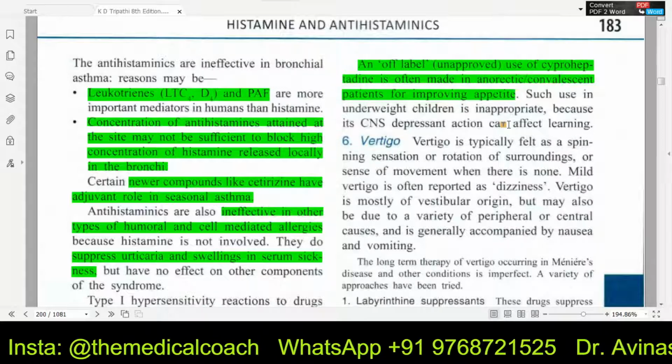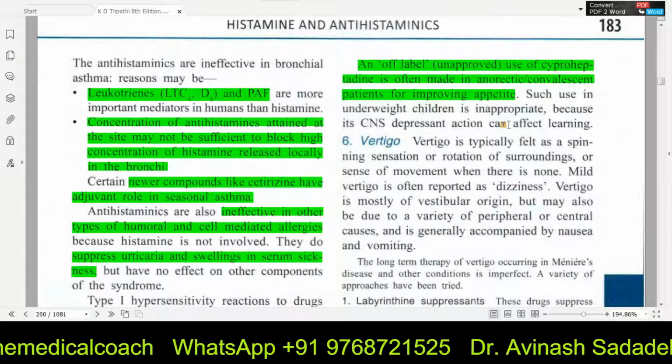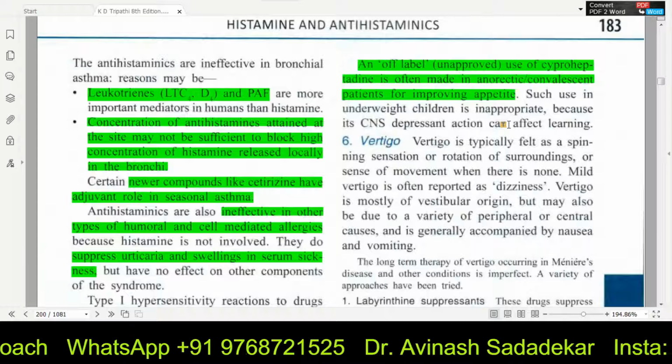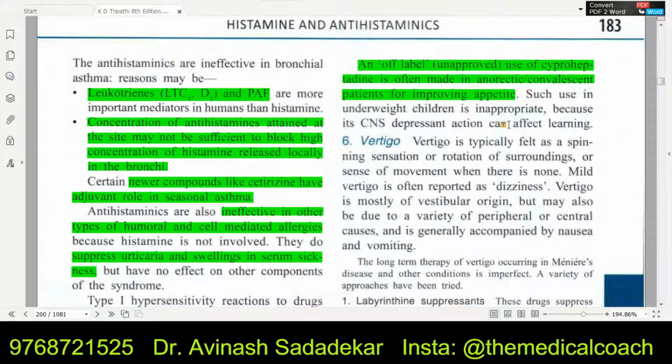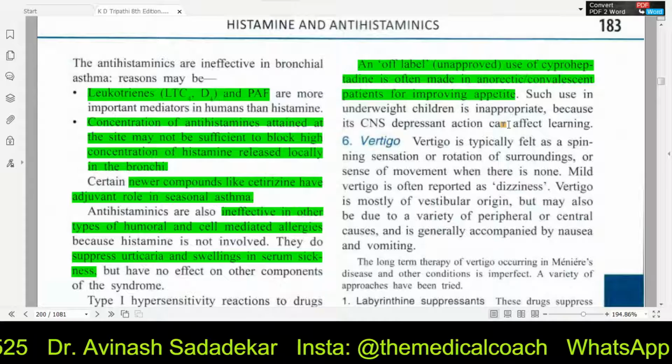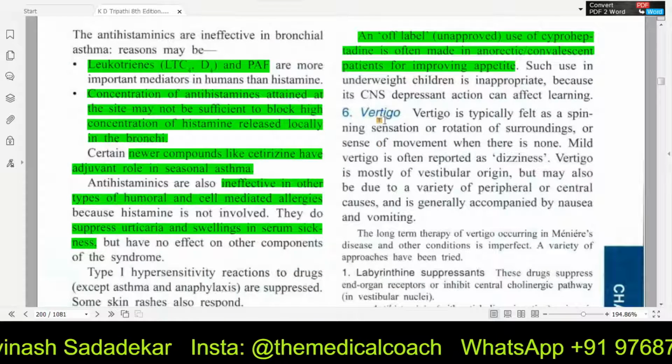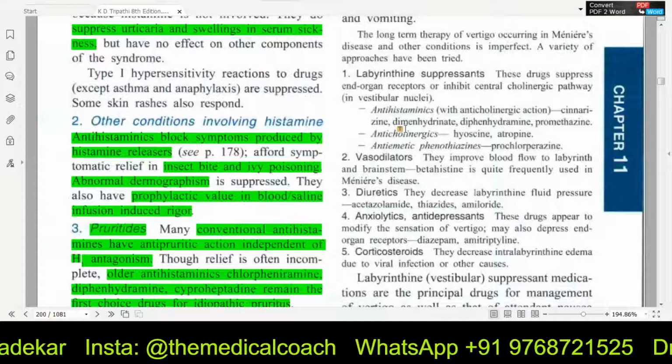Sometimes a parent comes to the clinic with the complaint that the child does not eat anything, is not gaining weight. Don't use these medications because weight gain might be there, but the patient might not learn anything because there is a CNS depression action. And lastly, we can use it for vertigo.